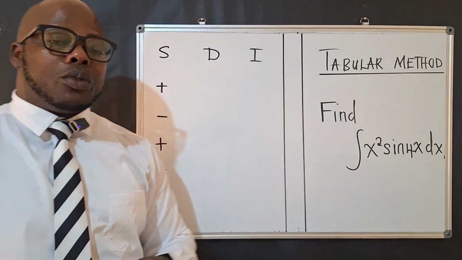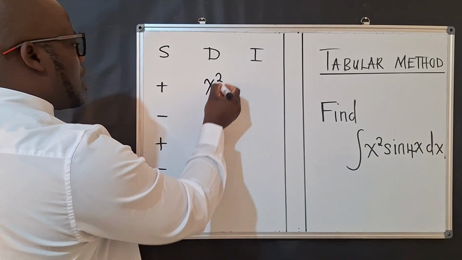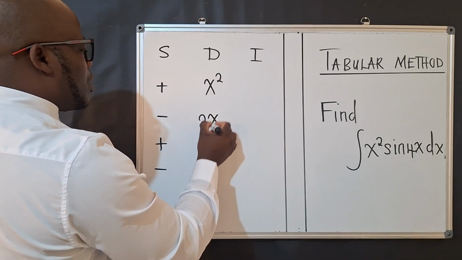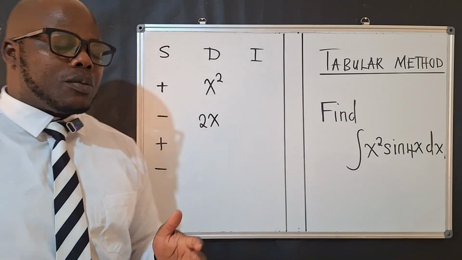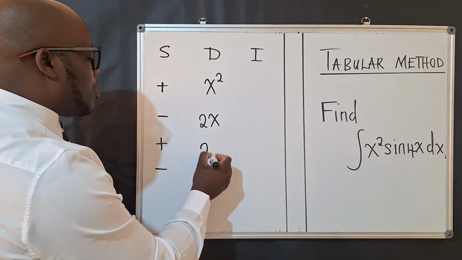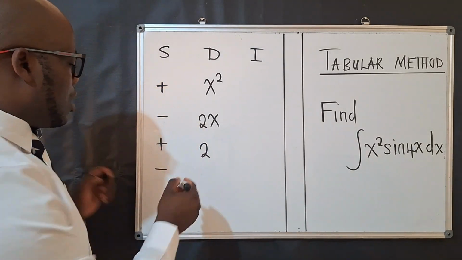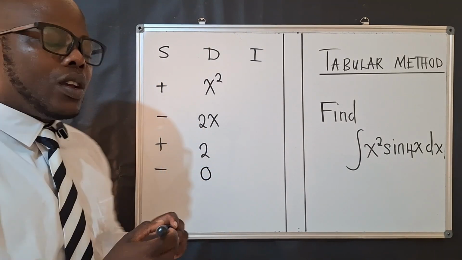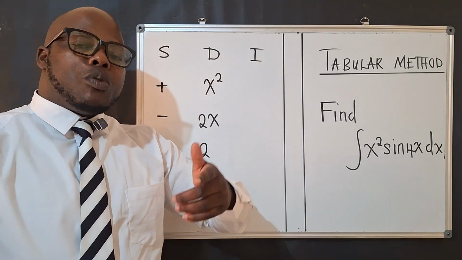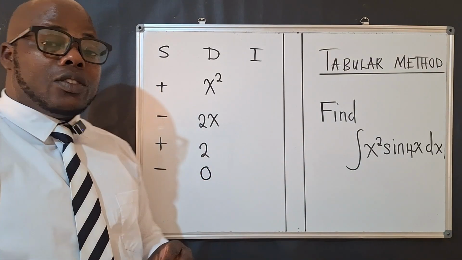It's of course algebra. So write the algebra function here, and then find its derivative. It will give us 2x. And the derivative of 2x, of course, is a constant, which is a 2. And what is the derivative of a constant? It's a 0. That's why I picked this to be my D, because I want to keep on finding the derivative up until I get a 0.